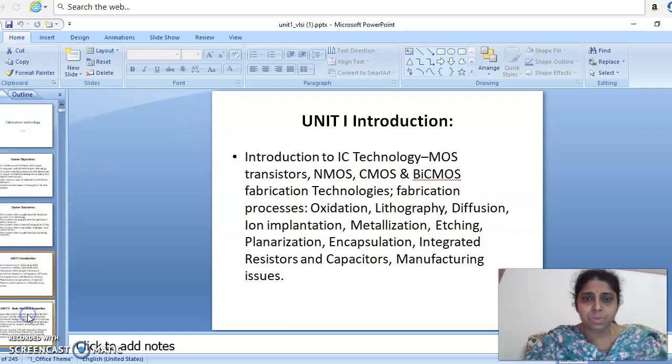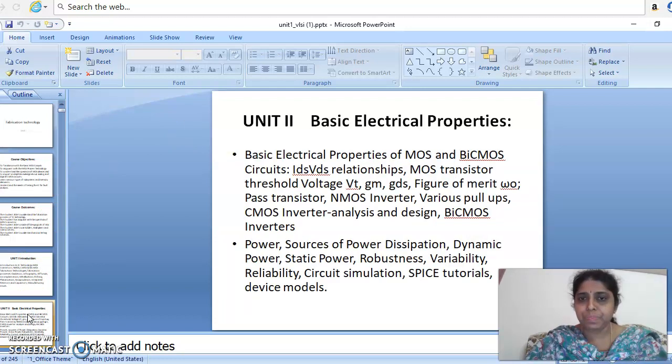So coming to unit 2, the basic electrical properties. This is also of MOS transistors, but mainly the focus is on the electrical properties. Electrical properties are like finding the relation between drain to source current IDS and drain to source voltage VDS relation, and calculating the transconductance, drain conductance, figure of merit. These are the electrical properties of the MOSFETs and BiCMOS circuits.